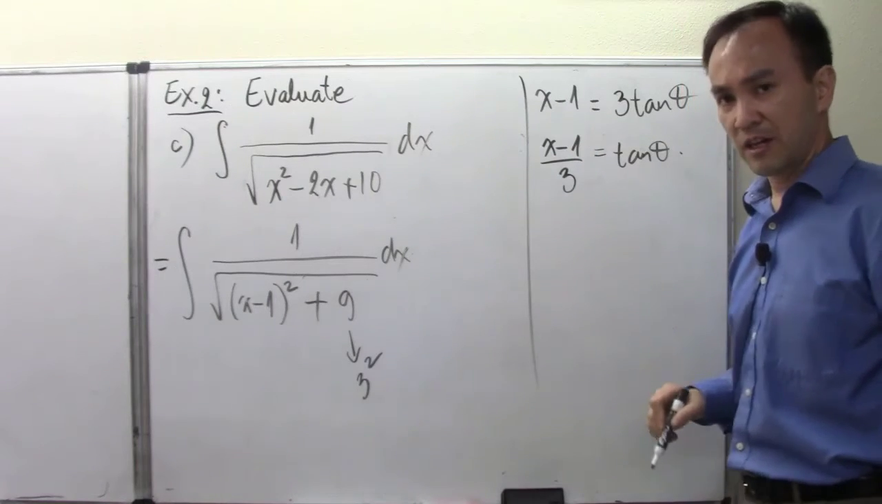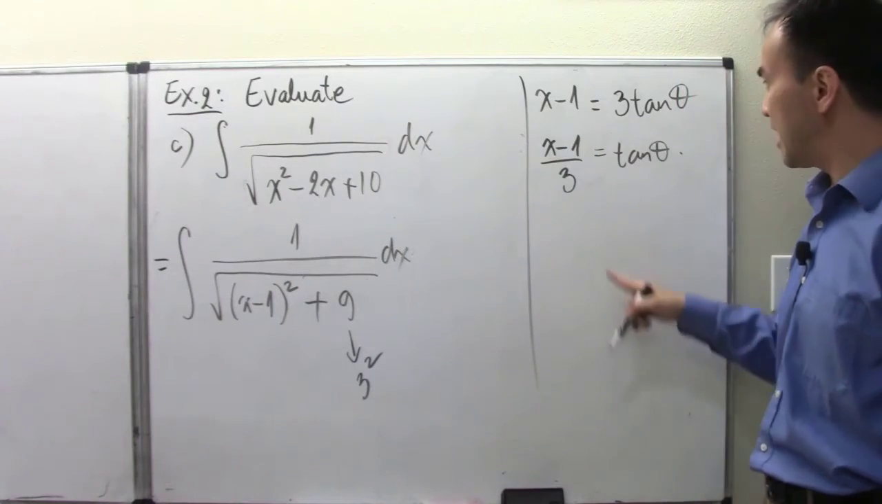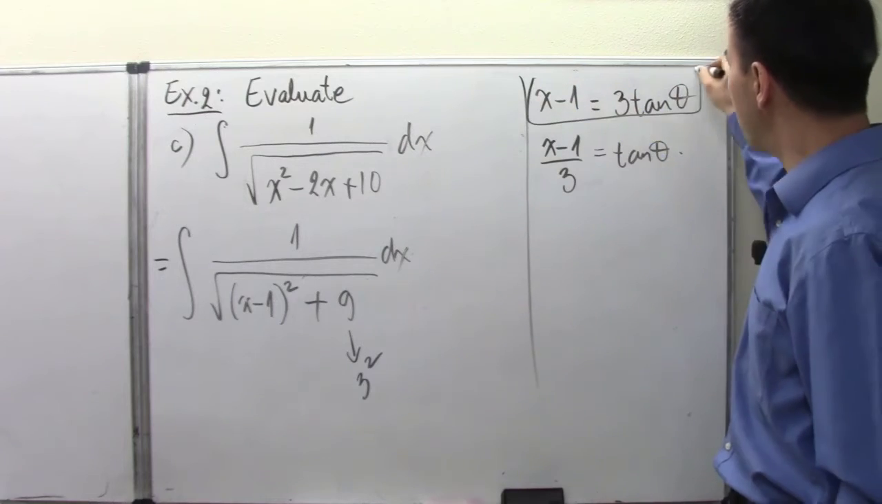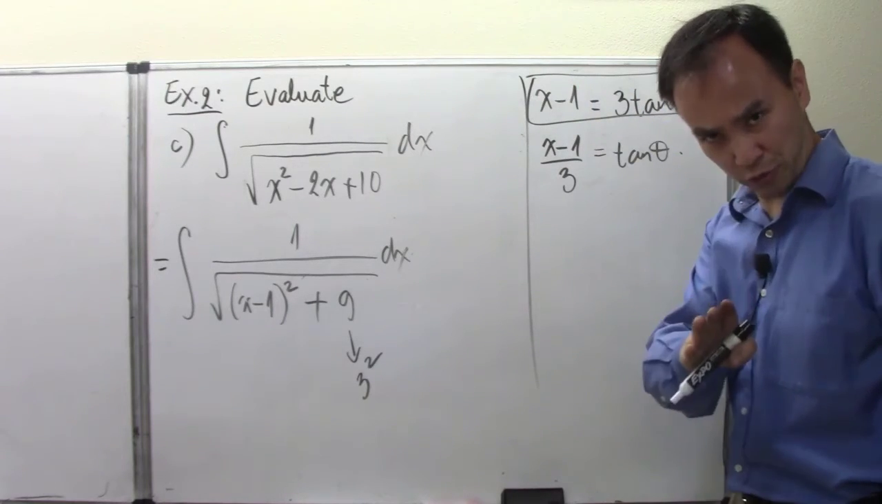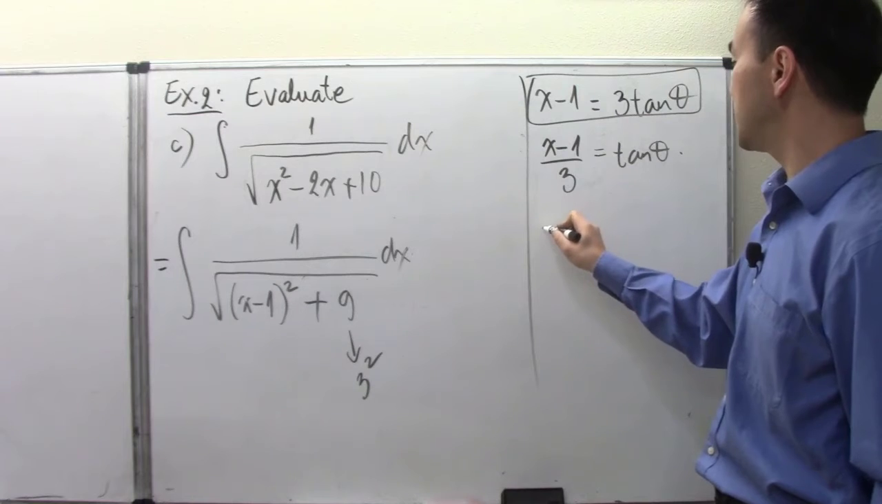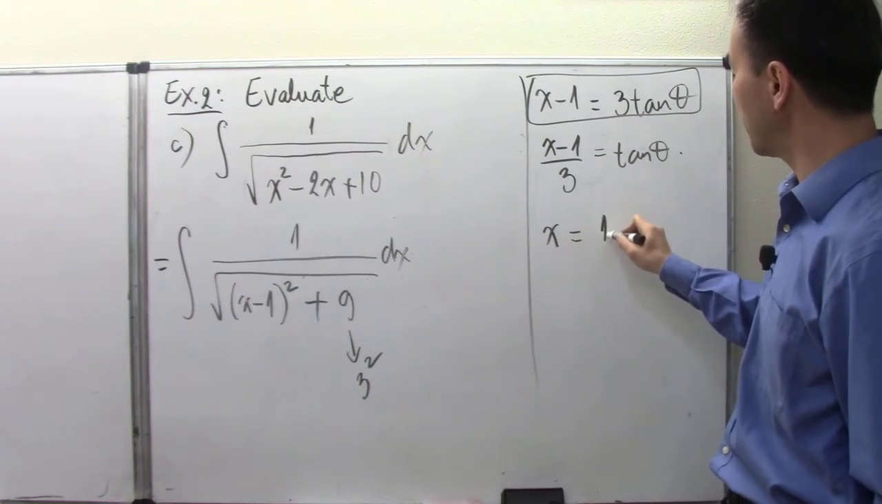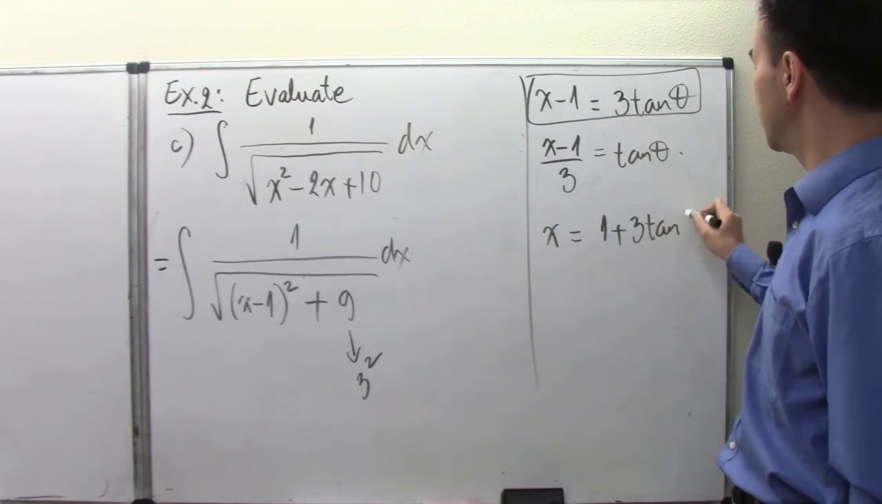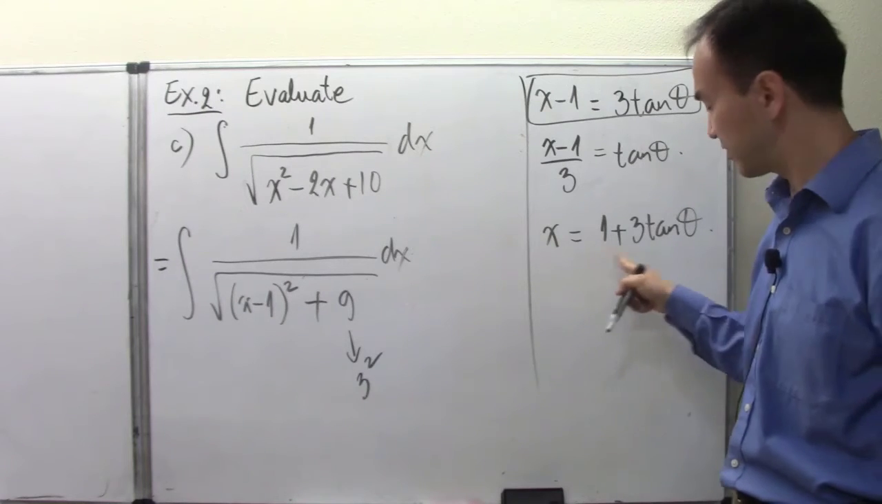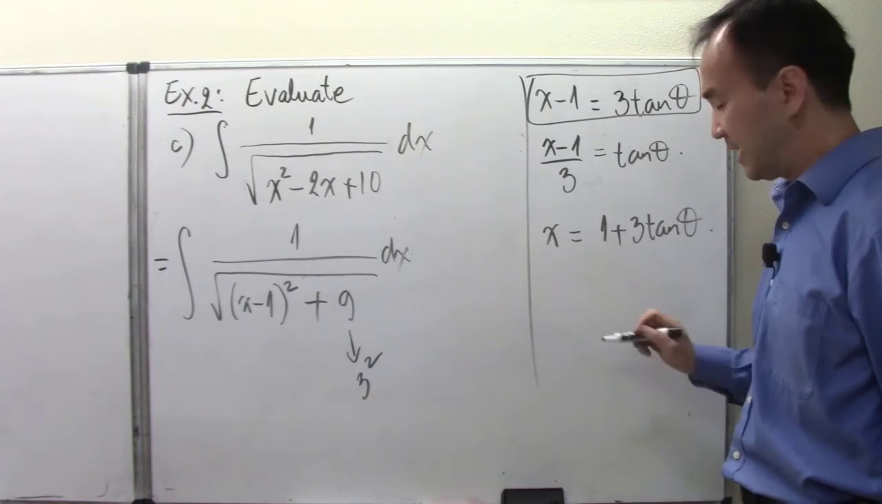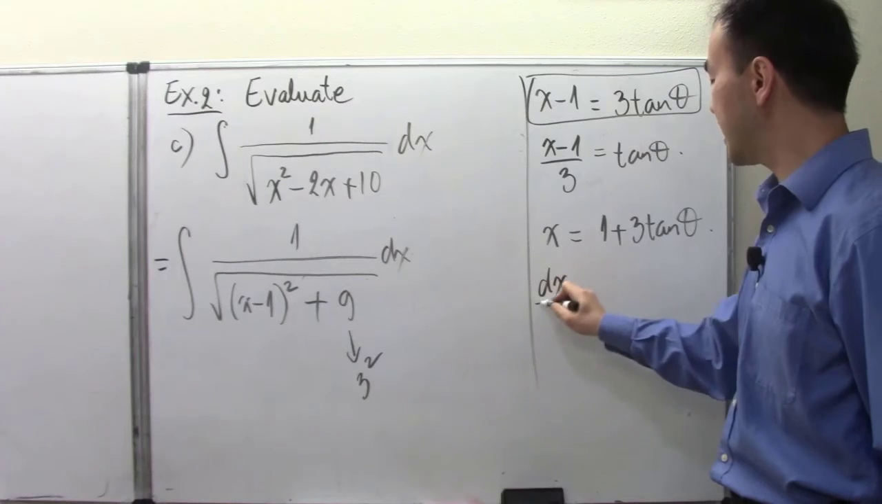That's for a later purpose right there. Okay. But now from this important relationship that we chose, that also means x equals 1 plus 3 tangent theta, as a function of x in terms of theta. And so now I can go ahead and take the derivative dx d theta.